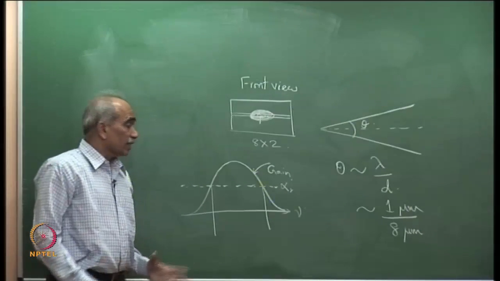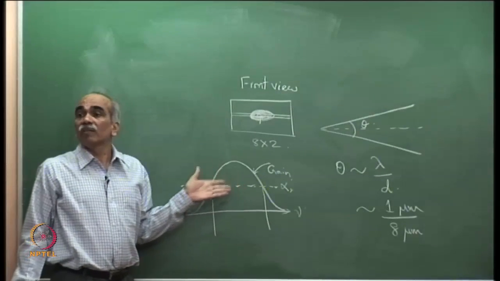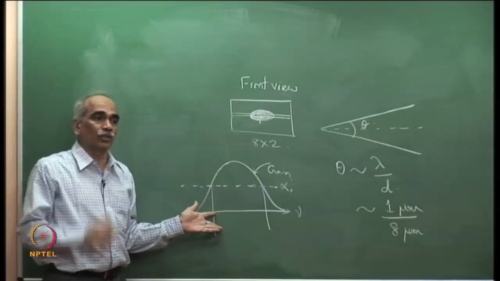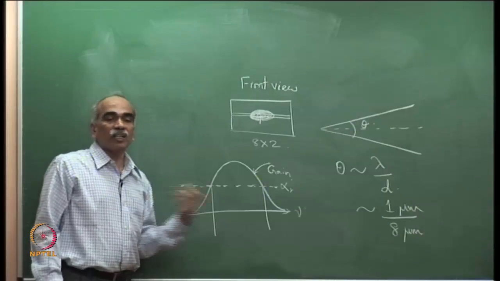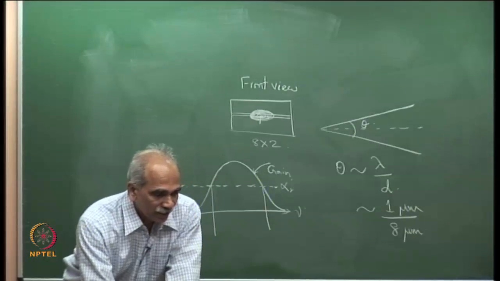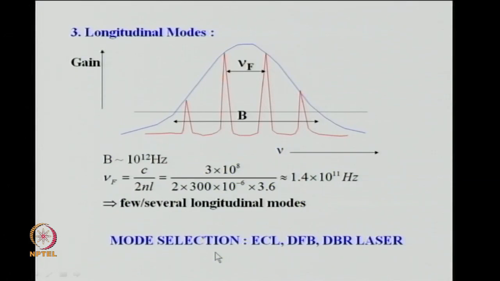I had also mentioned that why we are discussing this is because in many applications we need only one longitudinal mode. So, how to choose a single longitudinal mode? There are different techniques to choose. What is indicated here is mode selection, laser structures used for selecting a single longitudinal mode: ECL standing for external cavity laser, DFB standing for distributed feedback laser, DBR standing for distributed Bragg reflector laser. We will see each one of these in detail.